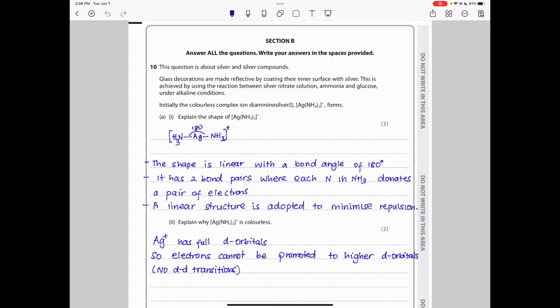2022 Unit 5 Chemistry for Pearson Edexcel. So we're continuing with Section B. We already did Section A in a previous video, so I'll begin with the first question. This question is about silver and its compounds.